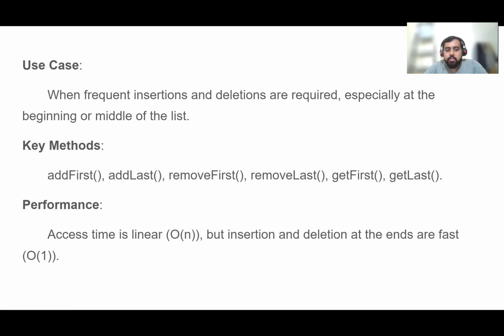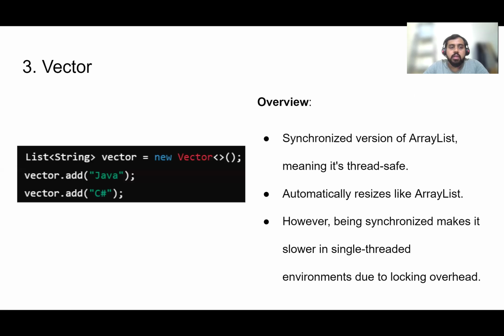Performance-wise, accessing time is linear. That means as a linked list collection grows, the time will grow. That's linear. But insertion or deletion, that is a write operation, is very fast. It's O of 1, a constant amount of time. So the write operation time will not grow with the data.